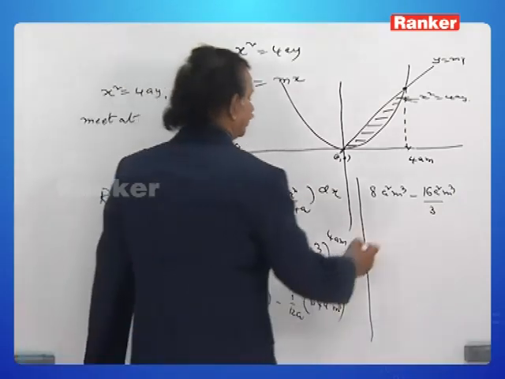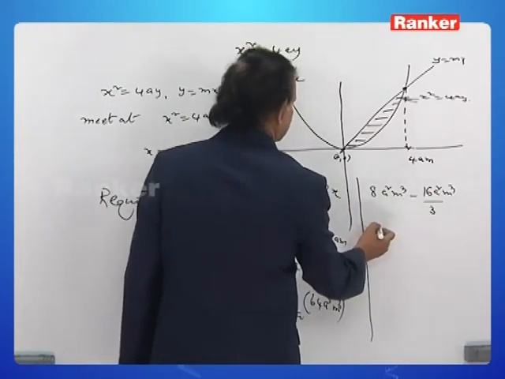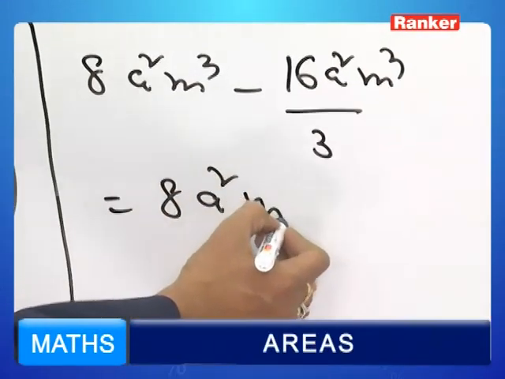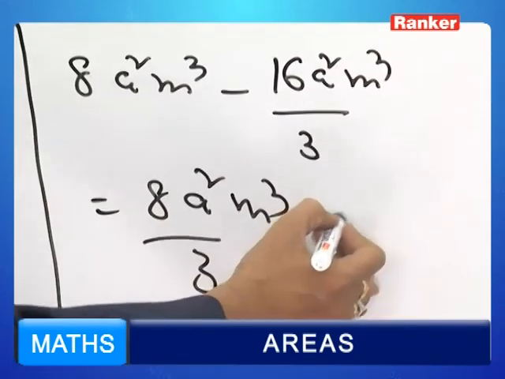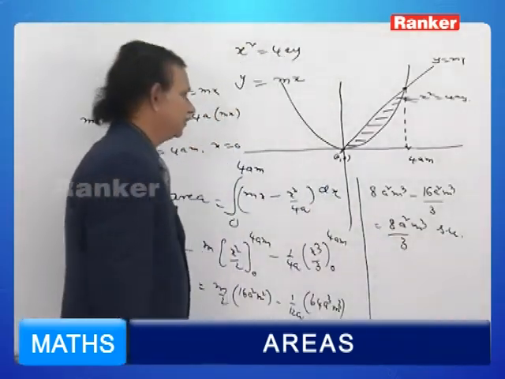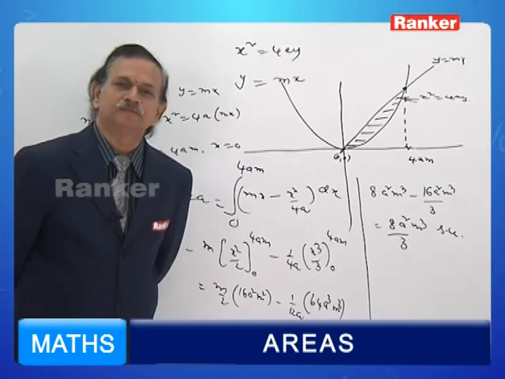Now 24 minus 16, 8a square m cube by 3, so many square units.